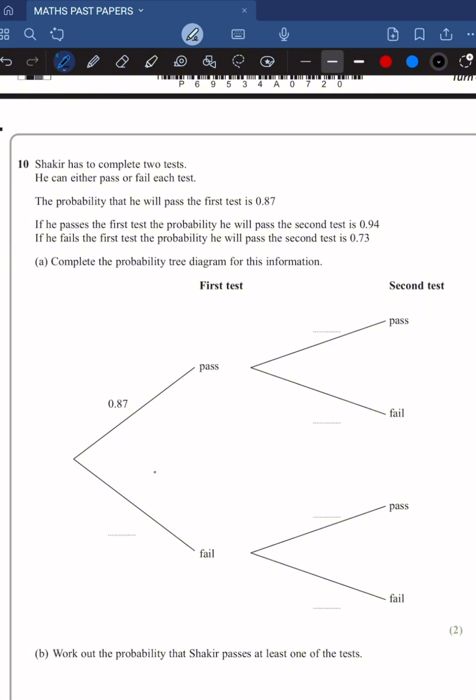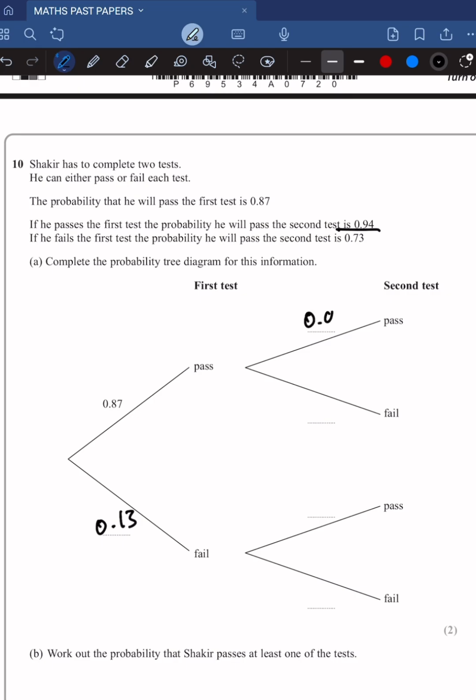Now you know each of these is going to add up to 1. So this is going to be 1 subtract 0.87, which is 0.13. Now the probability that he'll pass the second test if he passed the first test is 0.94, which means this is going to be 0.06. If he fails the first test, the probability that he'll pass the second test is 0.73, so the probability that he'll fail is going to be 0.27.